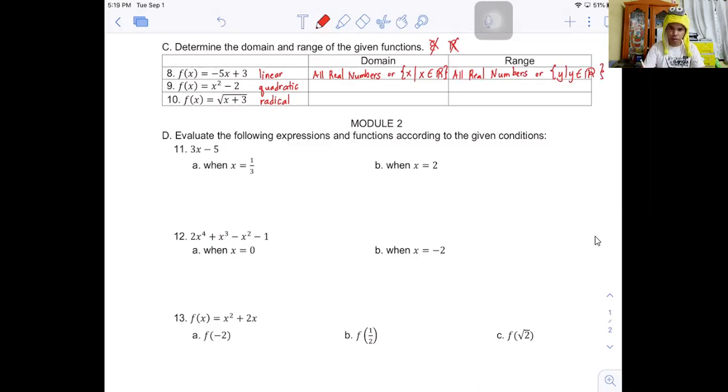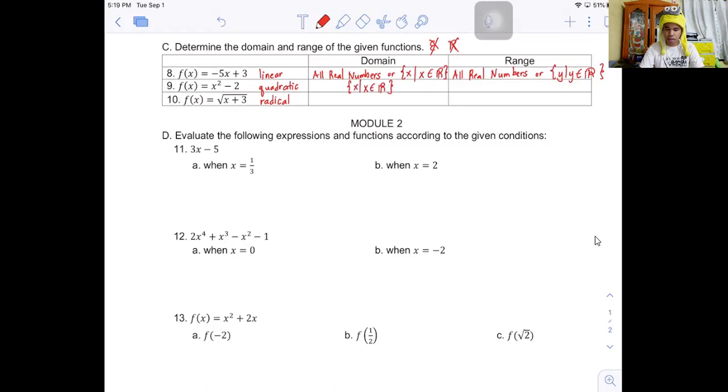Next, for number 9, the domain of the function f of x equals x squared minus 2 is still all real numbers. There are no restrictions. Okay? However, when it comes to the range, it is no longer like that.